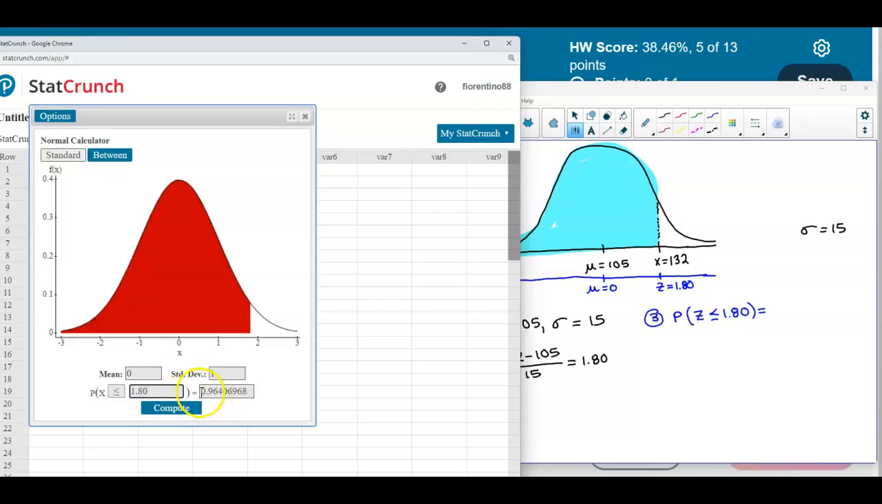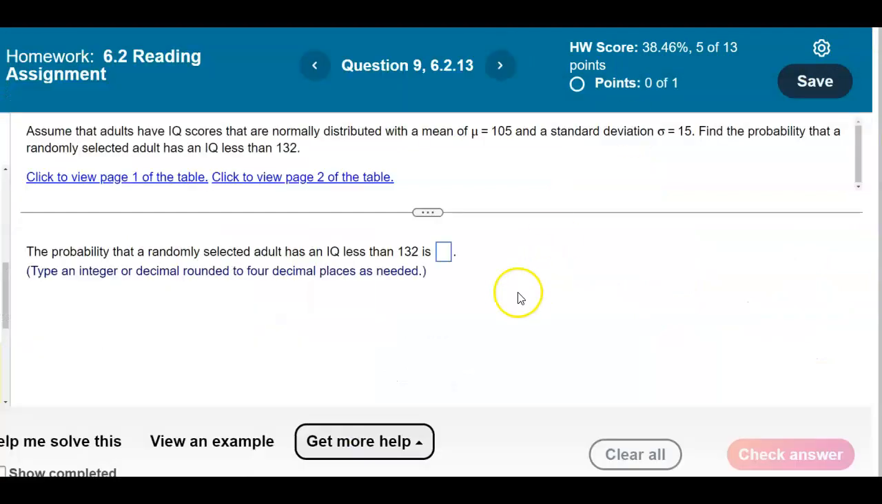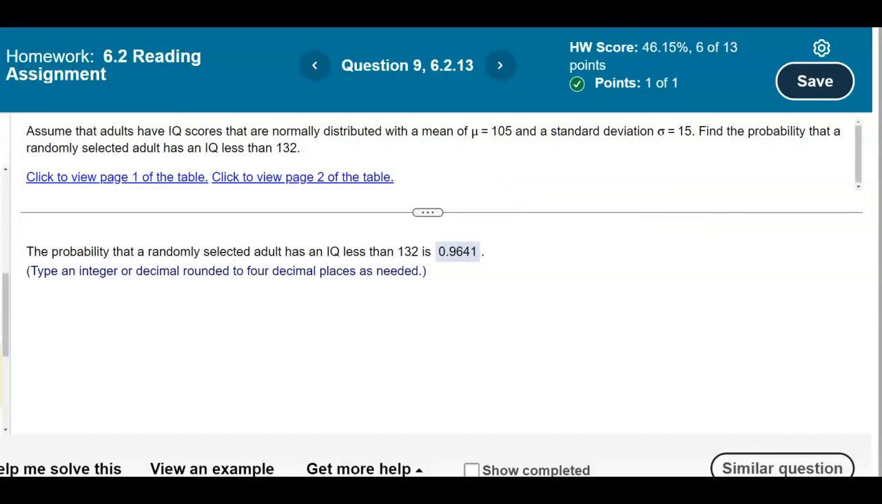And therefore, now we're going to get the probability, and then we want to round that to 4 decimal places, which is 0.9641. Or we could also write this as a percentage, 96.41%. But we're only concerned with the decimal answer for this question, so we're going to write 0.9641, and there is our probability.